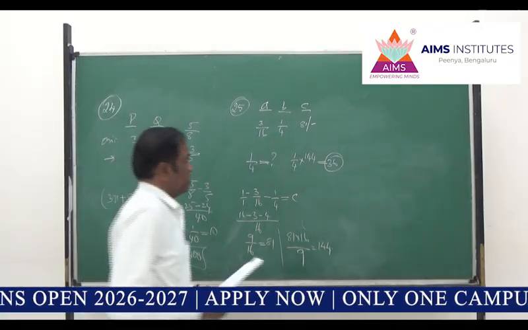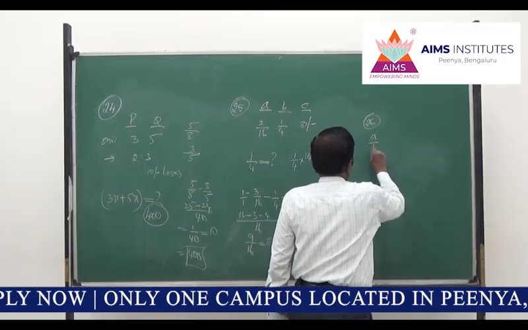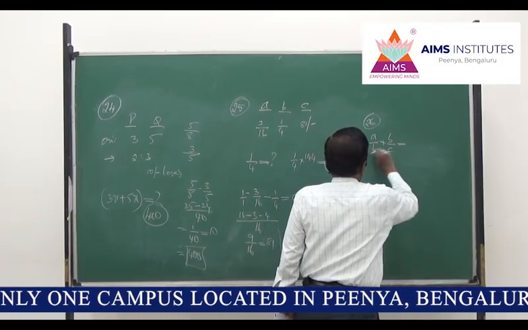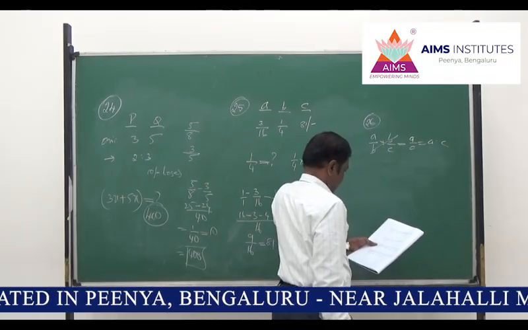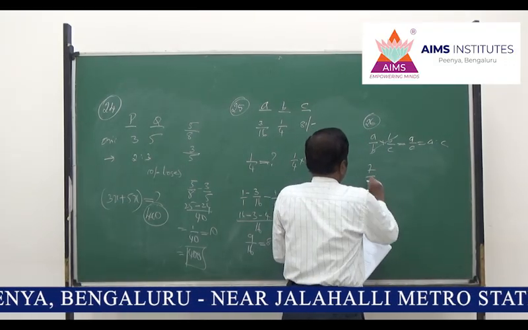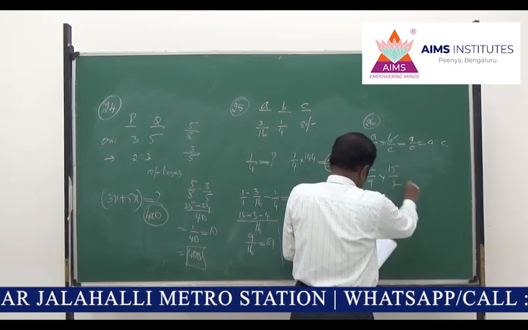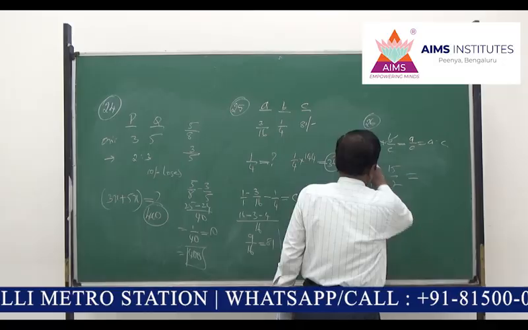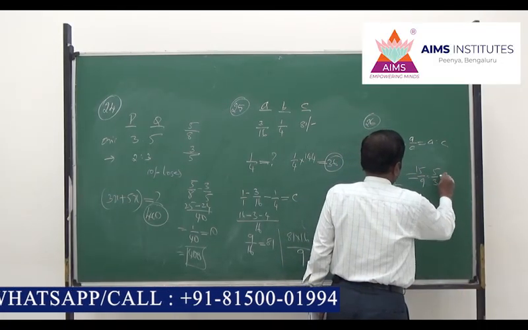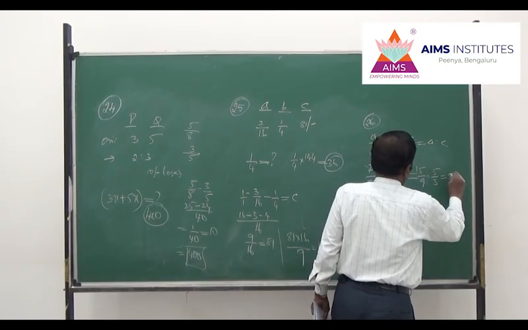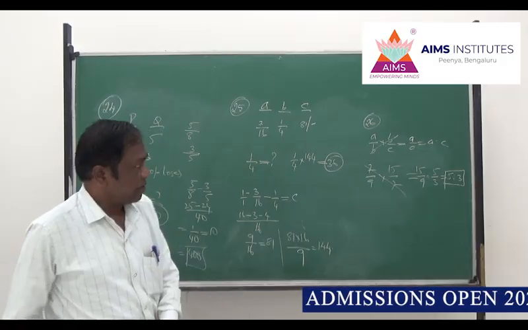Question number 26. Already we learned this. A/B into B/C is equal to A/C. The same concept. 7/9 into 15/7. Cancel the 7. 15 is to 9. Cancel by 3, 5 and 3 are left. So 5 is to 3. Option B.